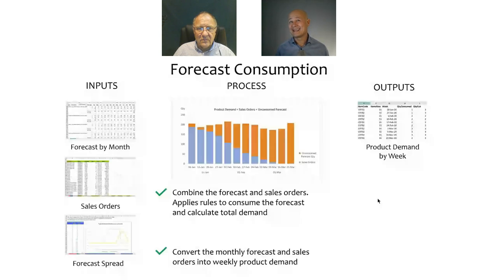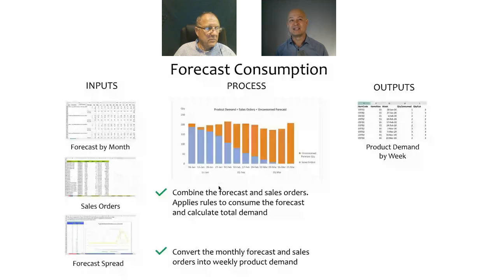Forecast consumption takes the output of the forecasting process, which is the forecast by month. It also takes sales orders and combines the two to consume the forecast and calculate total demand. Total demand is going to be a mix of sales orders and what we might call an unconsumed forecast. And the nearby, immediate weeks are typically going to be dominated by the sales orders.